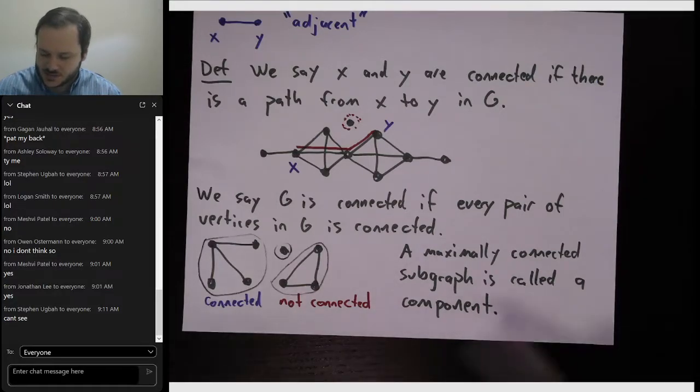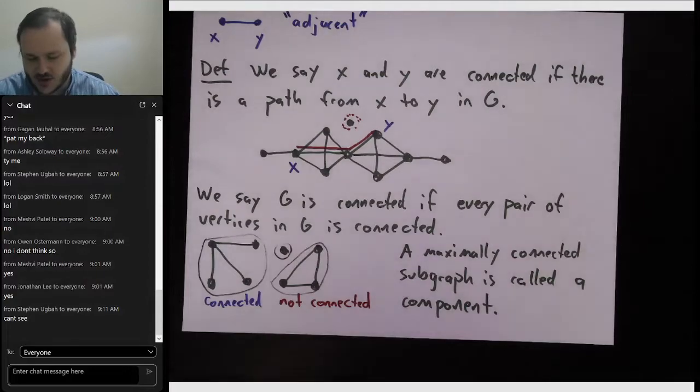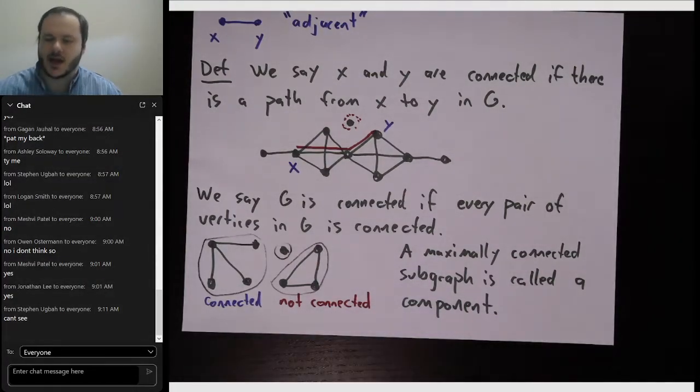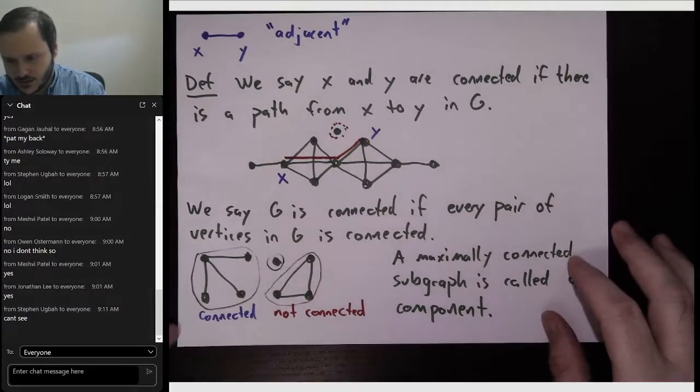So sometimes these components are called connected components, which is a little bit redundant, but it really emphasizes that each component itself is a connected graph. And then if we stick multiple connected graphs together, we can get a bigger graph that just isn't connected. All right, moving on from that.